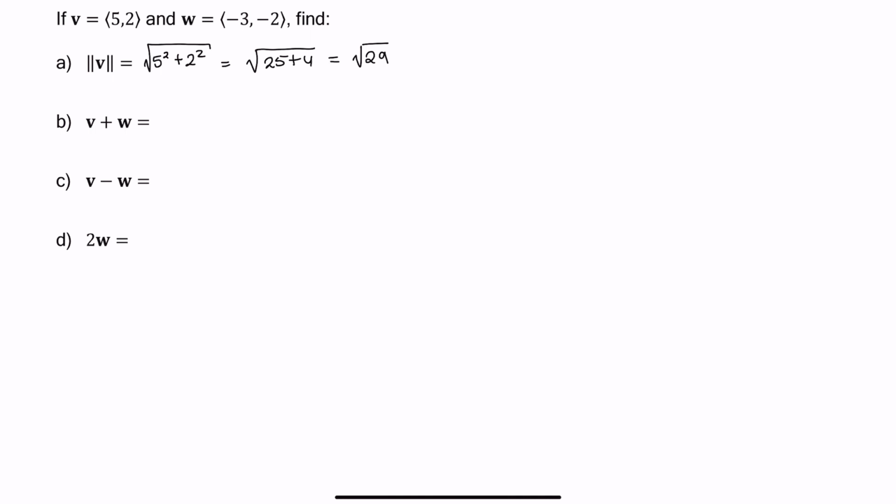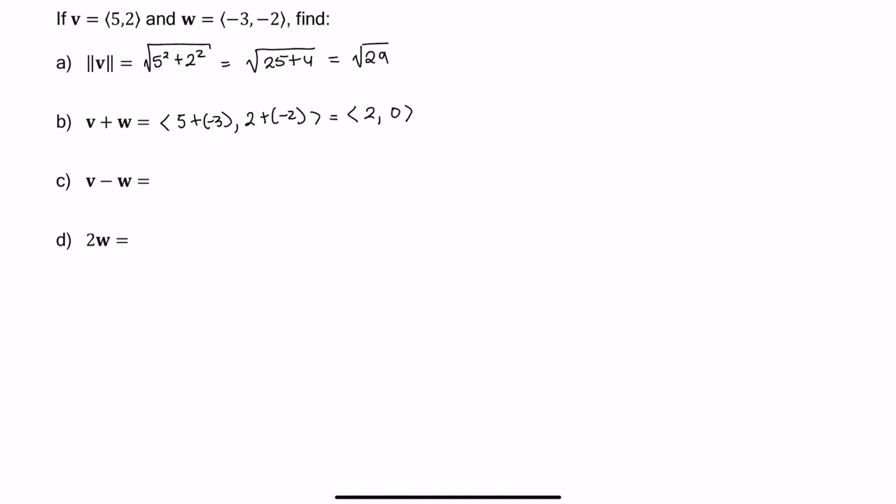Next, we want to add v plus w. So we add the x components, 5 plus -3, and the y components, 2 plus -2, and that's equal to ⟨2, 0⟩.